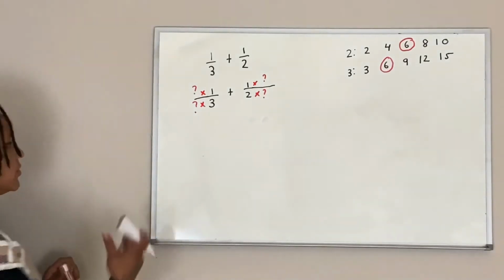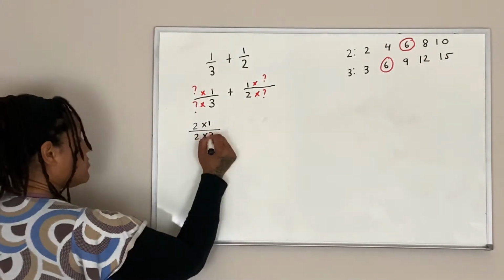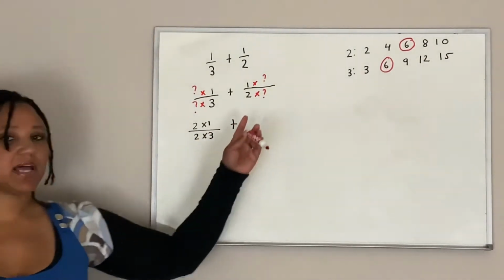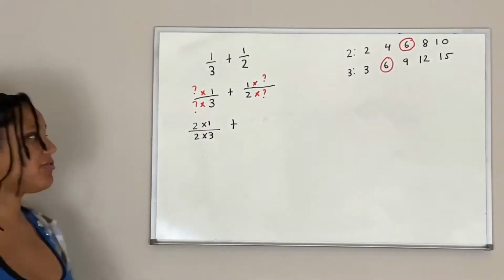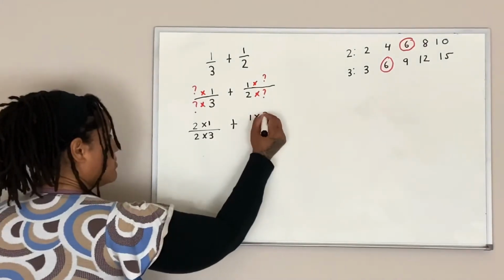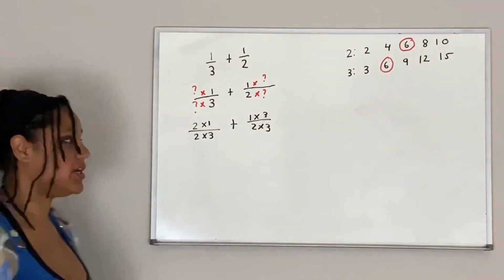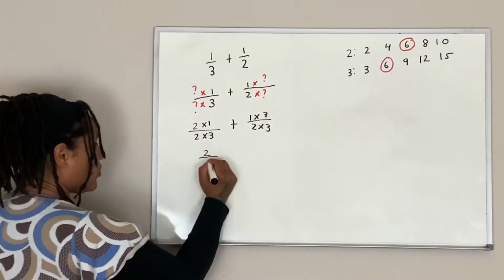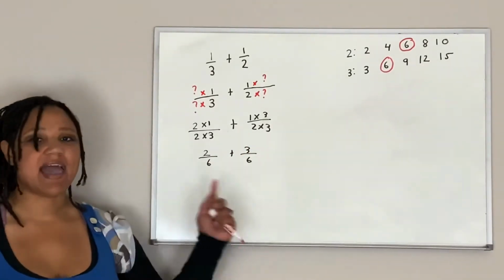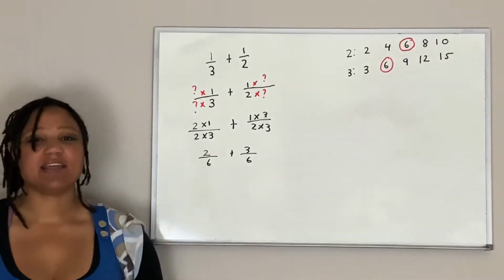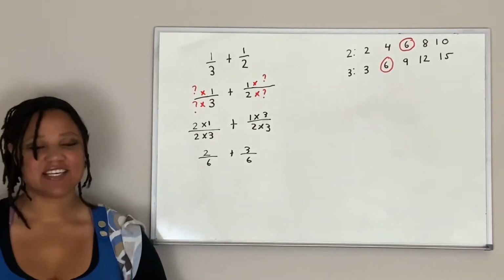So I'm going to say 2 times 1 over 2 times 3 plus, and what am I going to multiply the top and the bottom by? In this case, we're going to multiply the top and the bottom by the number 3. So I'm going to say 1 times 3 over 2 times 3. And now it's just computation from here. So I'm going to say 2 over 6 plus 3 over 6. Now we have a common denominator, and so now we can add our fractions together.